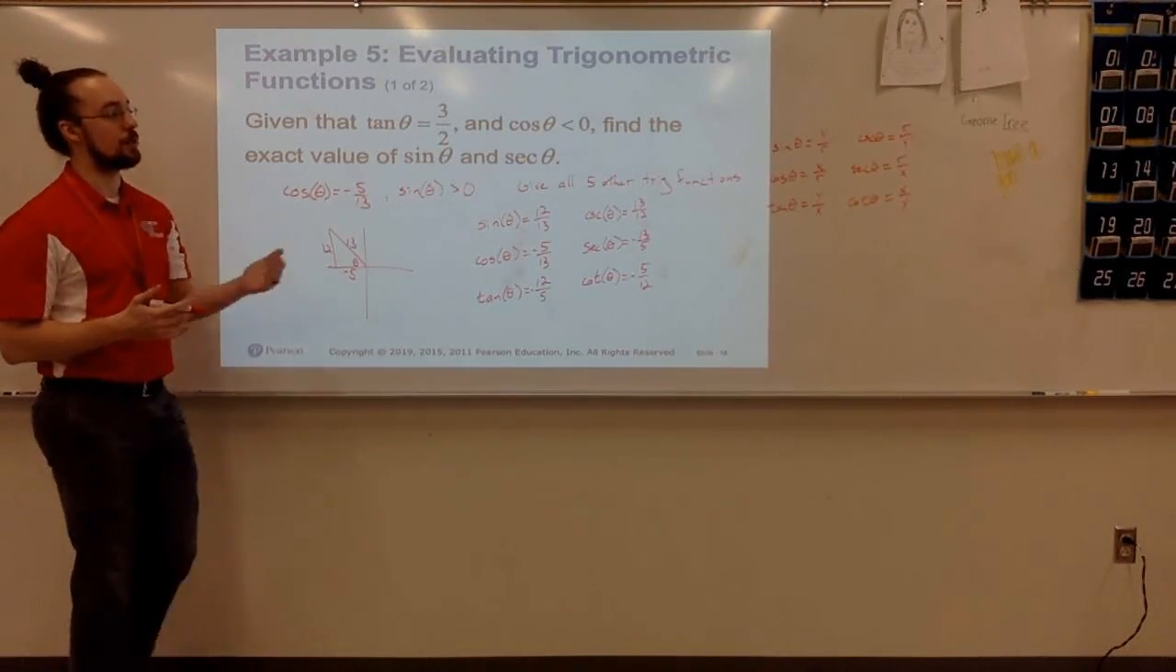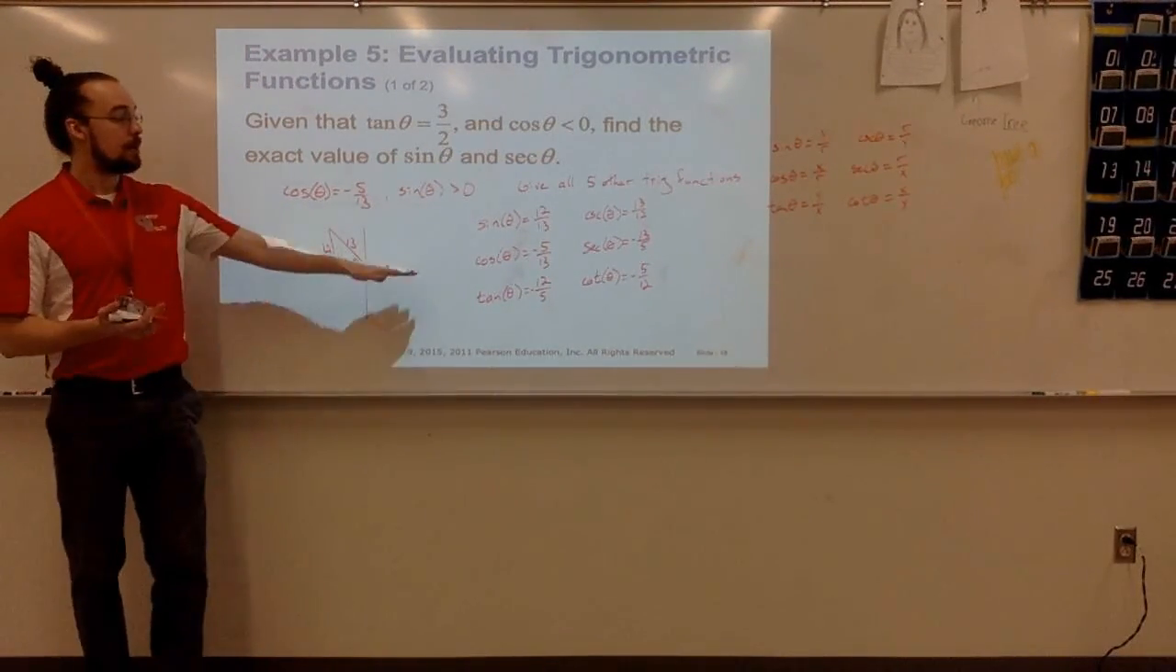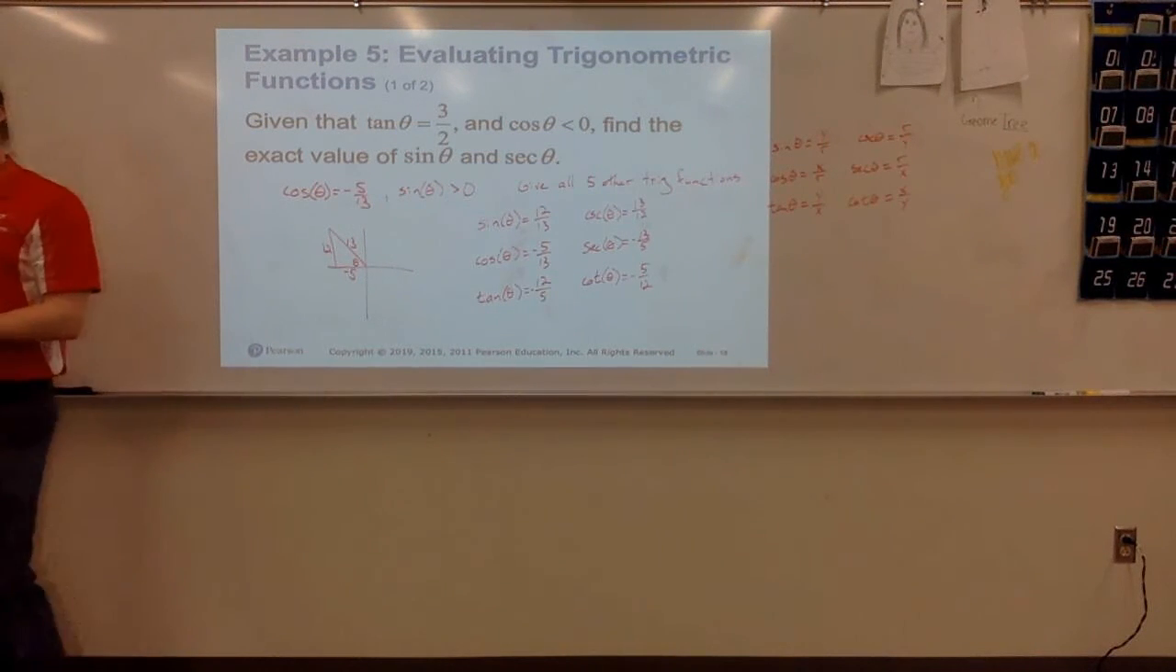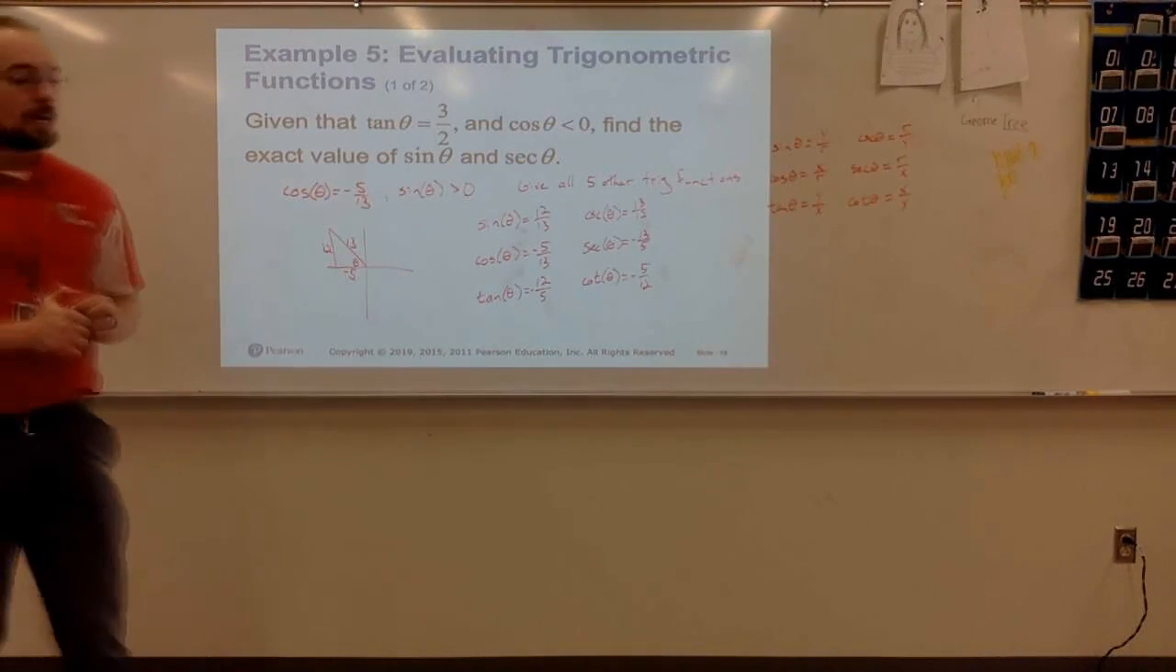So then that allows us to see that sine and cosecant are positive, but then my other 4 trig functions end up being negative. Okay, so that's a big part of a problem like this is keeping the signs straight. Okay. Questions? Do we want to do another one like this, or are we good on these? All right.